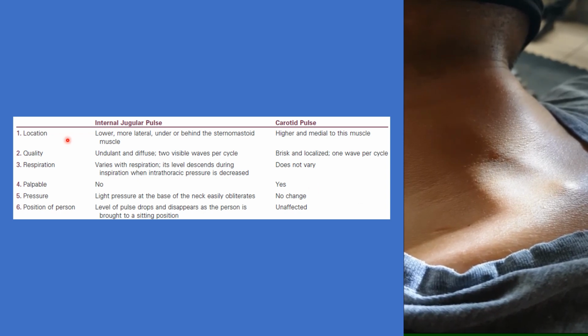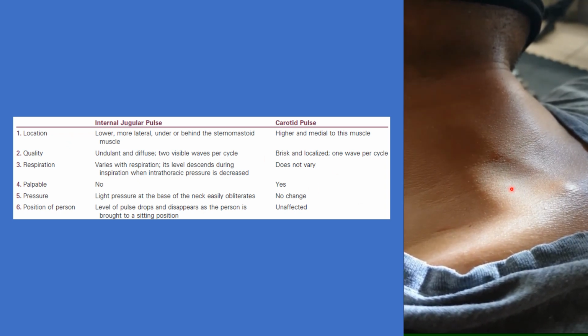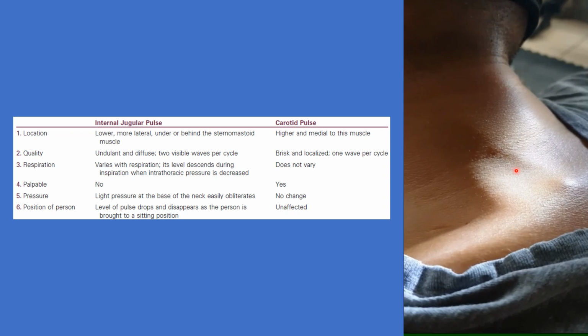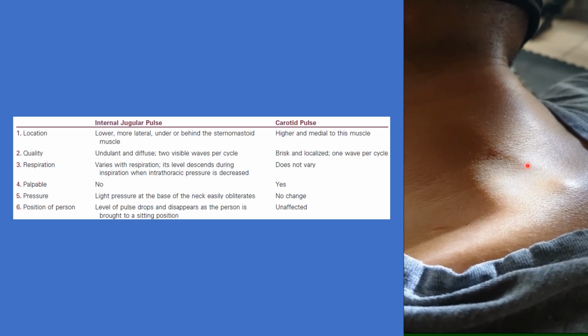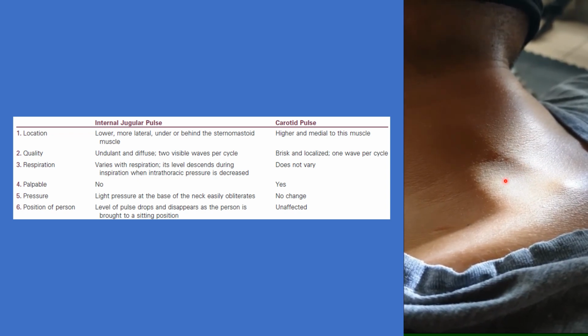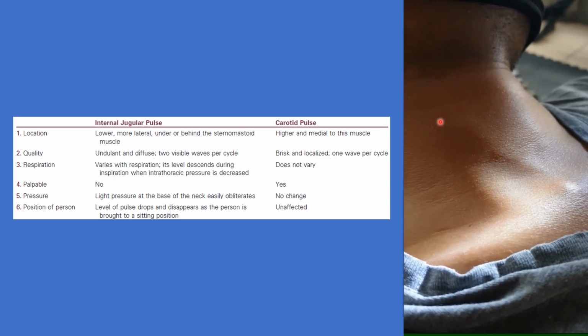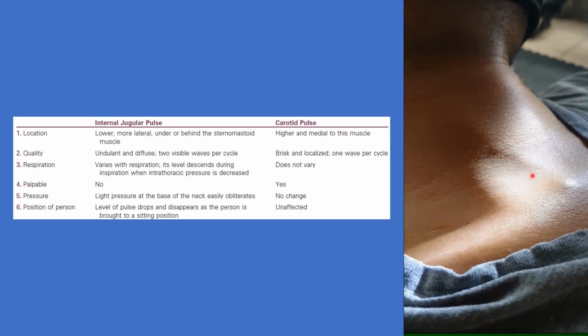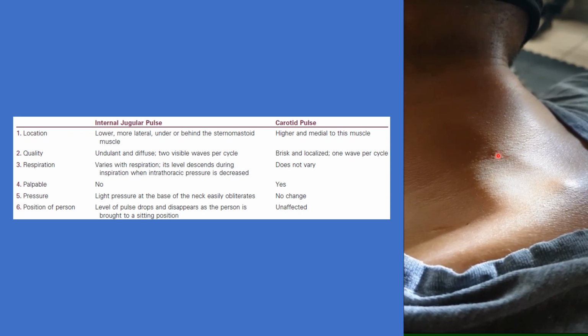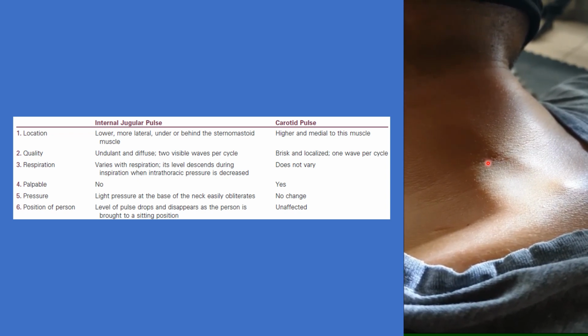First, look at the location. So the location, it's much lower. The internal jugular pulse is much lower, more lateral, and under or behind the sternomastoid muscle. So this is the sternomastoid muscle. So it is under or behind the sternomastoid muscle.